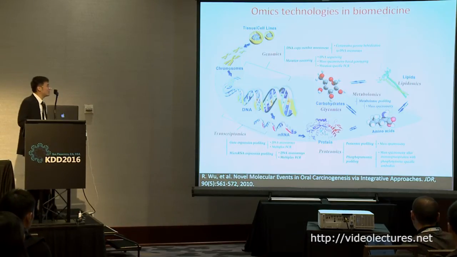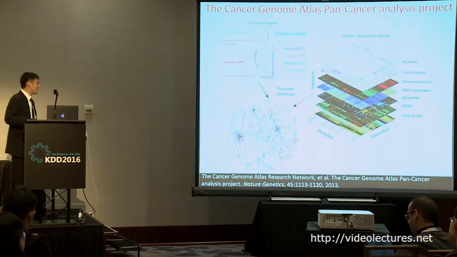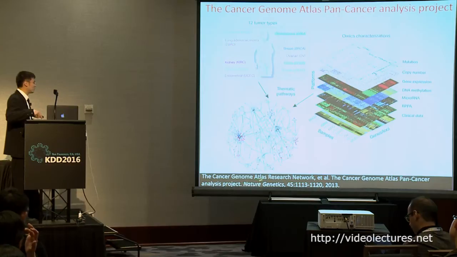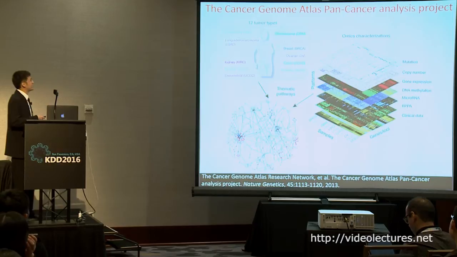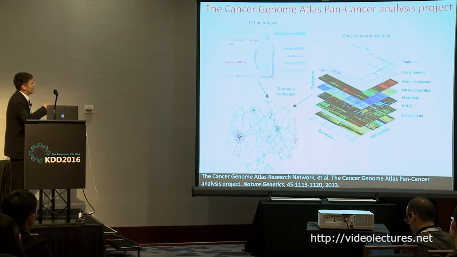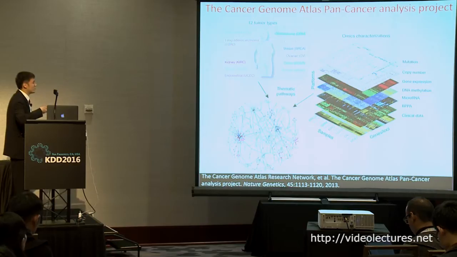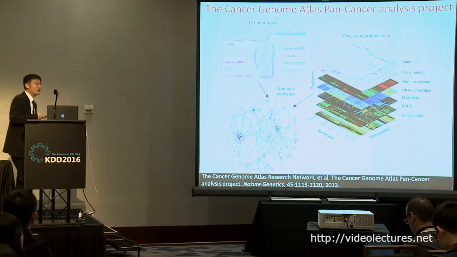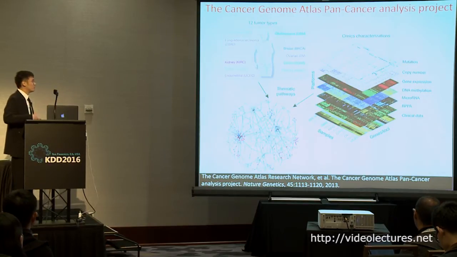How do we get the data, and where do we get the data? Fortunately, there is free data called TCGA, the Cancer Genome Atlas Research Network. In this network, they have measurements for 12 cancer tissue types, with a lot of omics data like mutation, copy number, gene expression, DNA methylation, microRNA, protein expression, and also clinical data. A lot of different tumor tissues and a lot of measurements for human tissue.